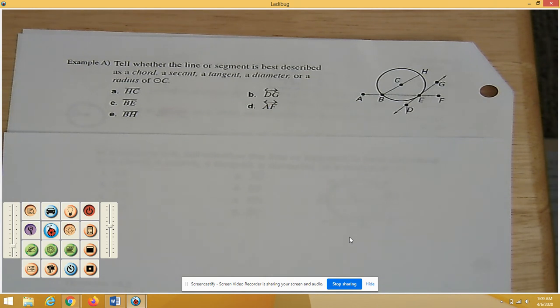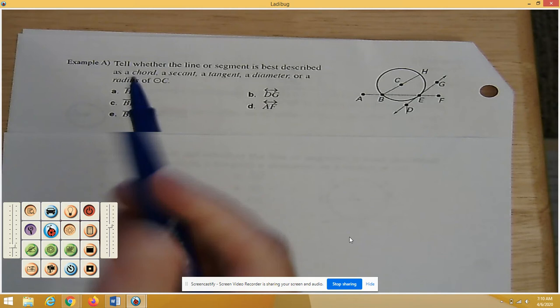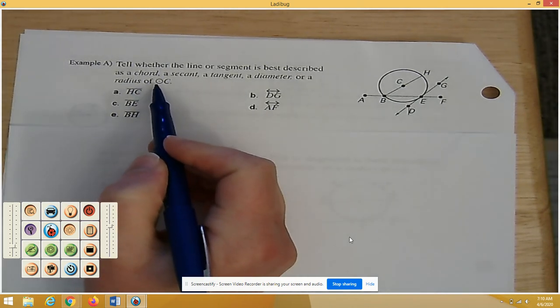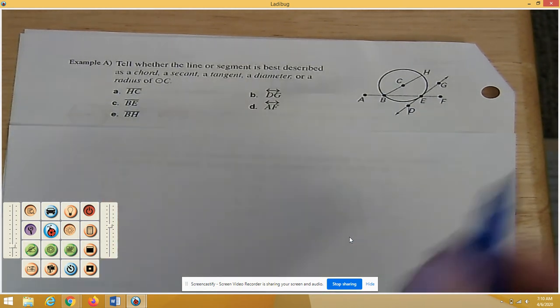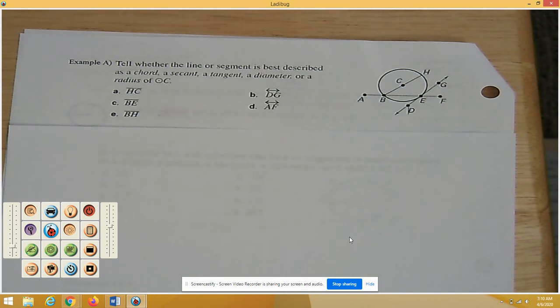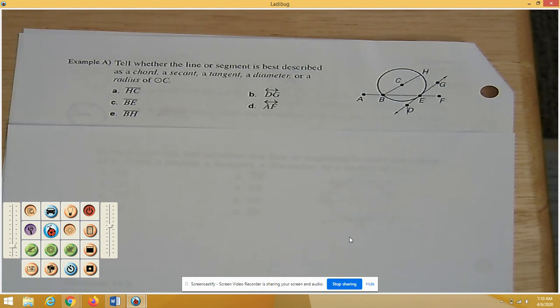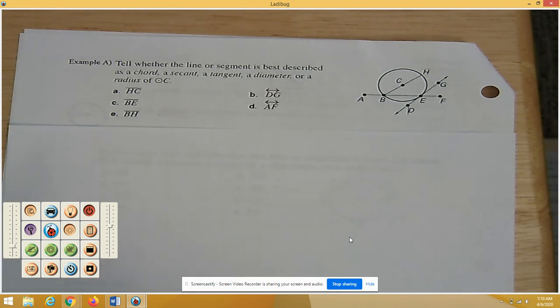Example A states, tell whether the line or segment is best described as a chord, a secant, a tangent, a diameter, or a radius of circle C. Here's our symbol for the circle. They use a little circle with a dot in the middle for the center, and then they name that center C based off the diagram. Then we need to go through all of our vocabulary. Remember, a chord, a diameter, and a radius are all segments. A secant is a line. A tangent is a line. Tangent is a touch, and a secant is second time, so it goes through 2 times. So let's go through each one.